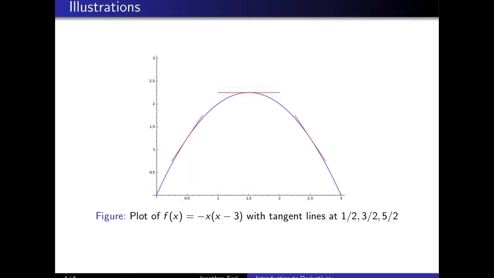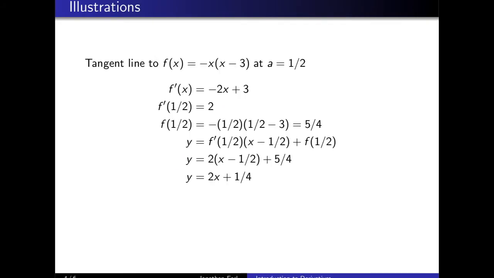Right, and then what we could do is plot a couple of tangent lines on minus x, x minus 3, so tangent lines at 1/2, 3/2, and 5/2. What we see here is that the derivative at 1/2 is positive, the derivative at 3/2 is 0, the derivative at 5/2 is negative. So now we'll go and find some explicit equations for the tangent lines at 1/2 and also 3/2. So we know that our derivative function is minus 2x plus 3, and by putting 1/2 into this expression, we find that f prime at 1/2 is 2, and also f of 1/2 is 5/4.